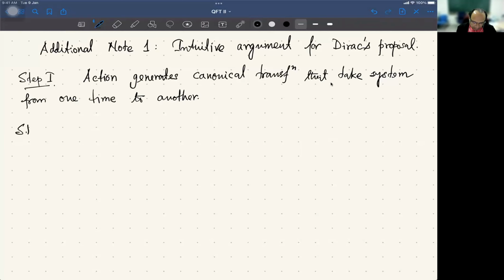And then the second step is how to implement it quantum mechanically. So implementation of this result in classical mechanics, implementation in quantum mechanics. Okay, so let us first start with step 1.